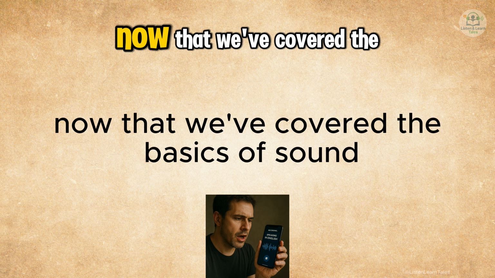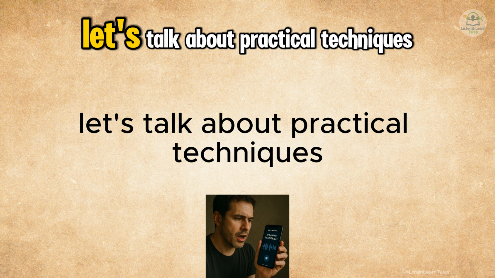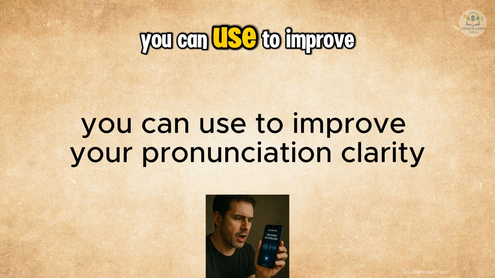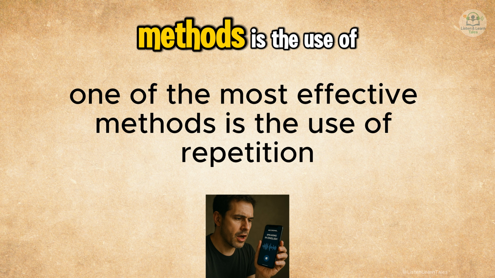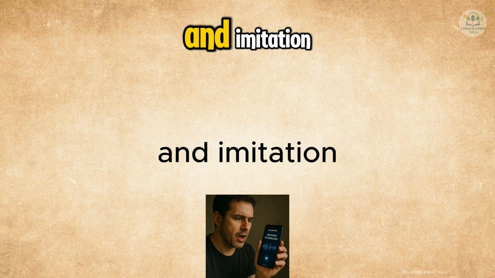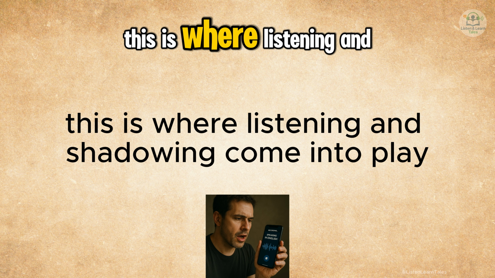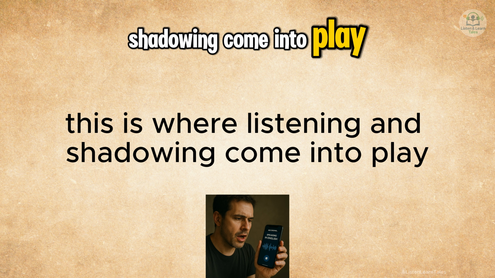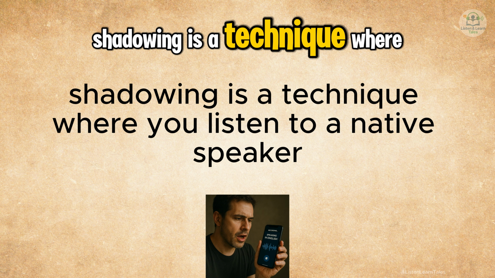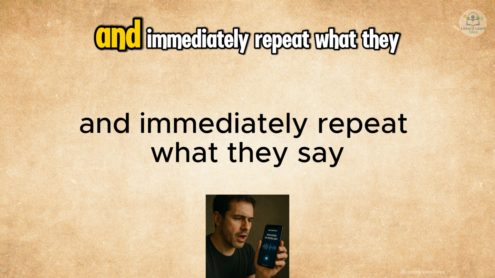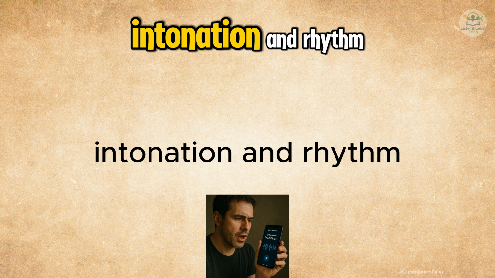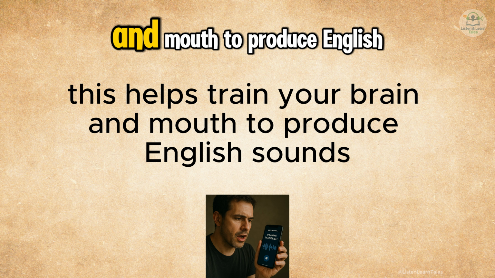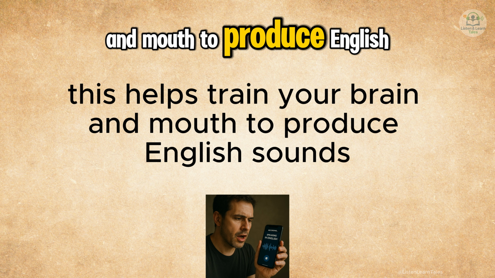Now that we've covered the basics of sound, let's talk about practical techniques you can use to improve your pronunciation clarity. One of the most effective methods is the use of repetition and imitation. This is where listening and shadowing come into play. Shadowing is a technique where you listen to a native speaker and immediately repeat what they say, trying to imitate their pronunciation, intonation, and rhythm. This helps train your brain and mouth to produce English sounds in the correct way.